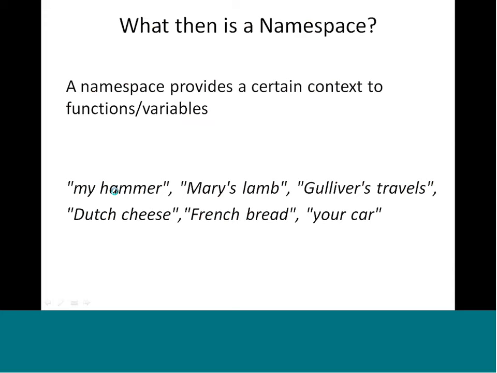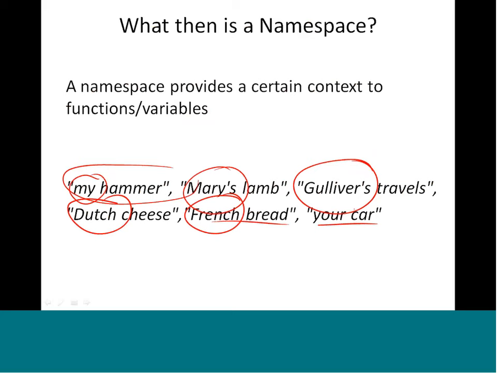So what is a namespace? The namespace provides a certain context to the function and variable. Essentially you can think of namespace as any kind of names itself. So my hammer, Mary's lamb, Gulliver's travels, Dutch cheese, French bread, your car. These pronouns and various possessives here are all the namespace that provides the context to these functions.